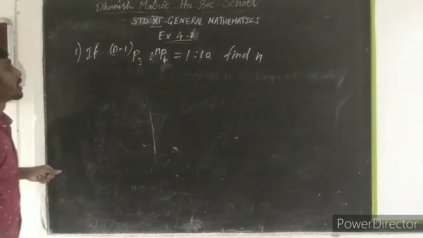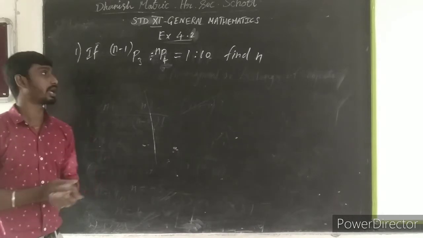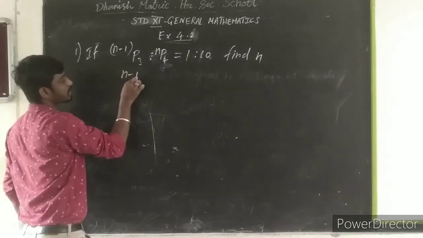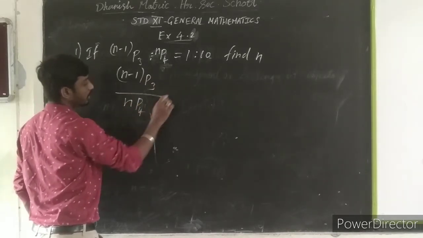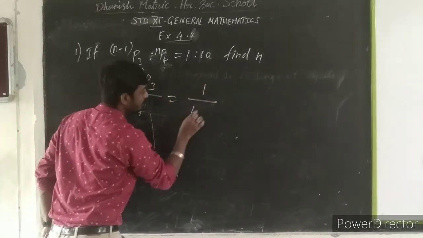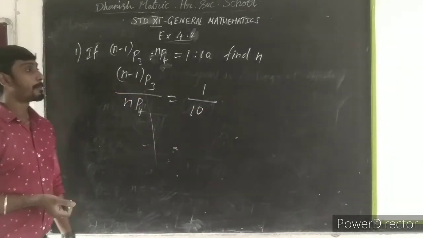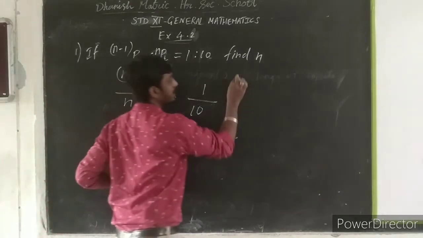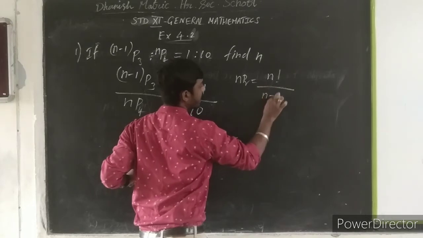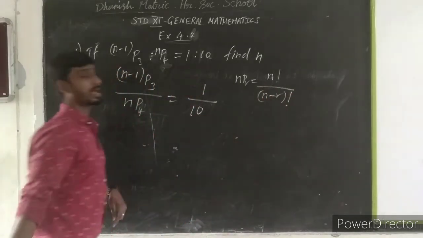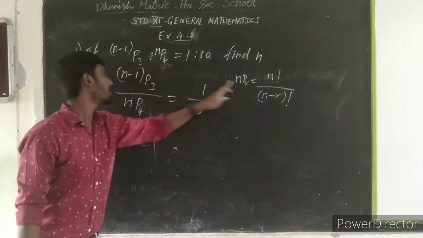So listen here, wherever a ratio is given, it will be converted into division. Given here, (n minus 1)P3 divided by nP4, here itself we are writing it as 1 divided by 10. Now we are going to use the permutation formula. What is the permutation formula? That is nPr equal to n factorial divided by (n minus r) factorial. Here the n value will be n minus 1, and the r value will be 3 here.